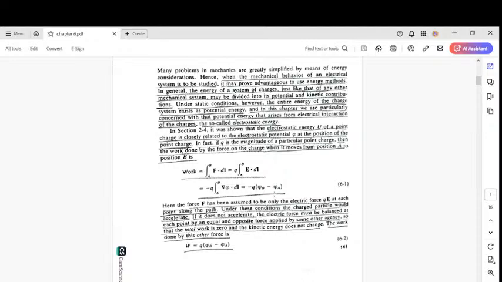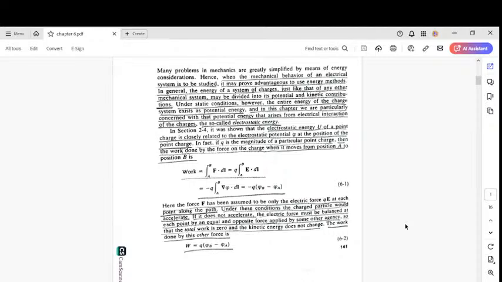Phi is the electrostatic potential. Phi B is the electrostatic potential at point B, and phi A is the electrostatic potential at position A. When we change the position from A to B, the change in electrostatic potential will be delta phi. It will be written as minus Q into phi B minus phi A. So this will be our work done while moving the charge from position A to position B.